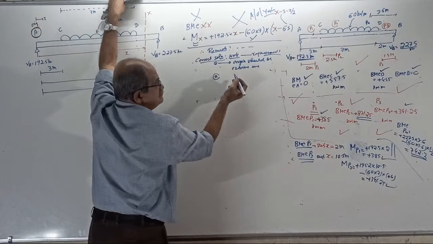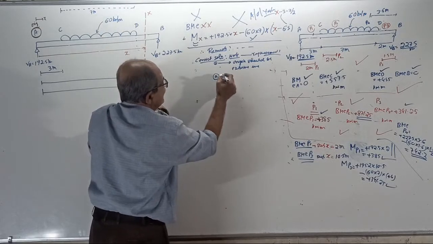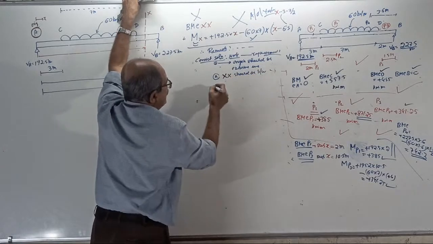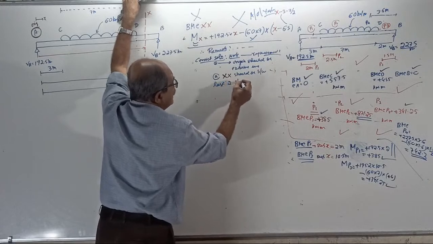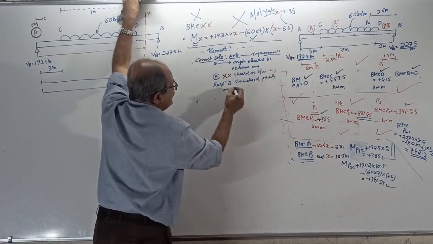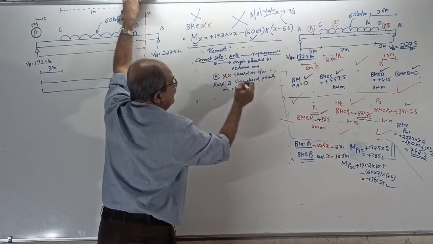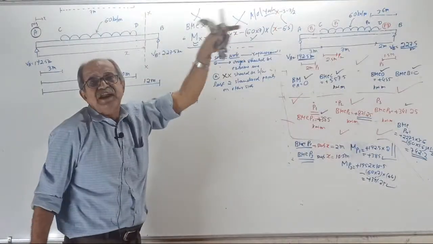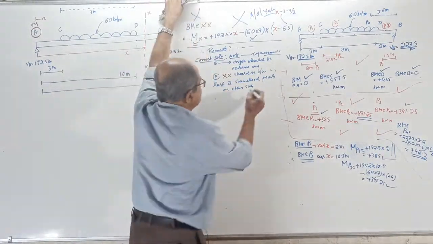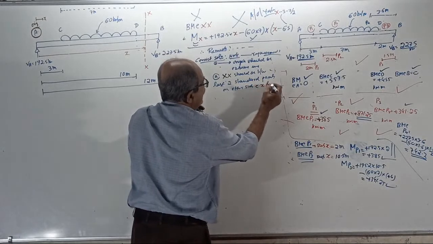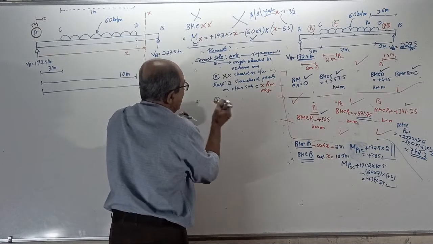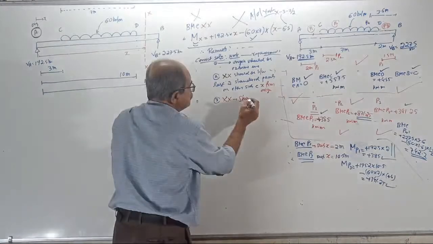Okay, now second point, section XX. Section XX should be between the last 2 standard points, or salient points, on the other side. If I take the left origin, it should be on the right side, or if I take the right origin, the other side, so that it will cover the complete beam, at X from origin. This is the second requirement.